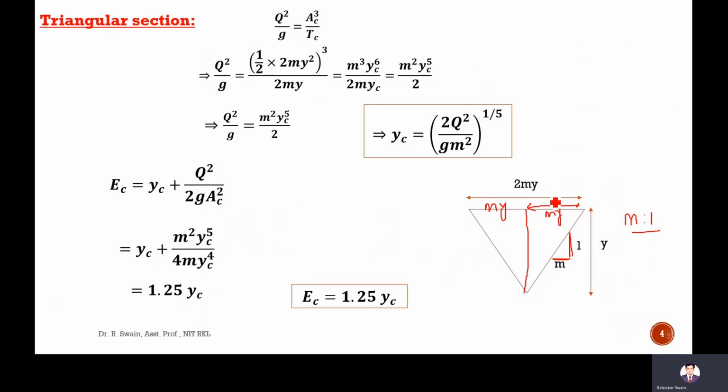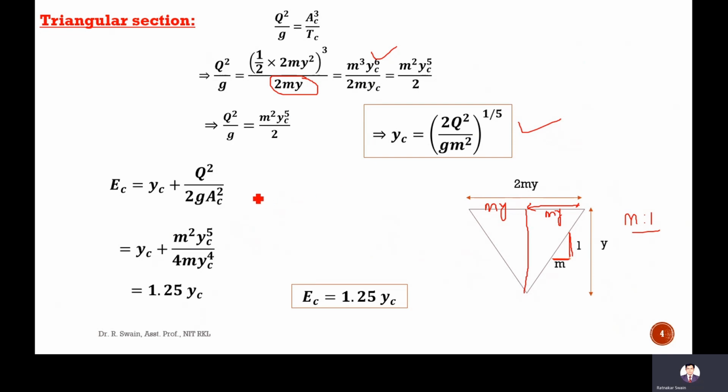The top width will be 2my, and the area will be half into 2my into y, that is half into 2my², that means m y². So A³ is m³ y⁶, and top width will be 2my. So if you put here, you will get Q²/g equal to m² Yc⁵ divided by 2. So Yc will be (2Q²/(g m²))^(1/5). So this is the expression for critical depth in a triangular section.